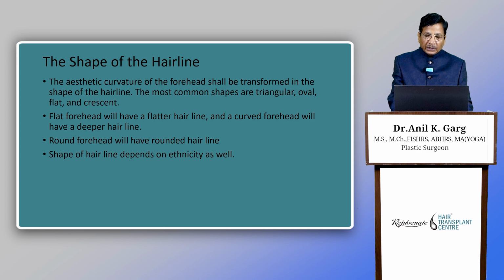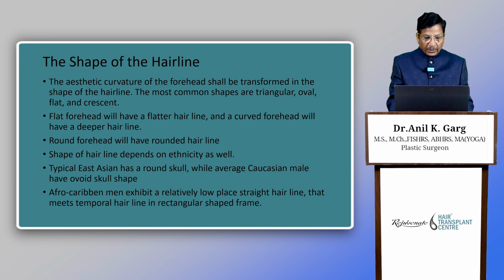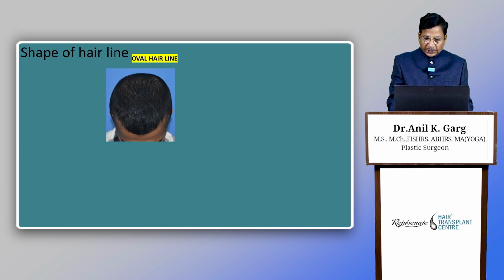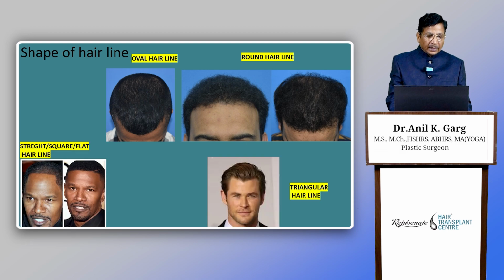Shape of hairline depends on ethnicity also. The typical East Asian has a round skull, while average Caucasian male has an ovoid skull shape. Afro-Caribbean men exhibit a relatively low placed straight hairline that meets temporal line in a rectangular manner. This is the oval hairline, this is the round hairline, this is a triangular hairline, and this is a straight, square or a flat hairline.